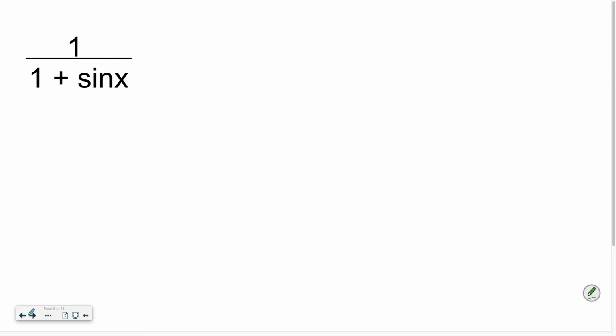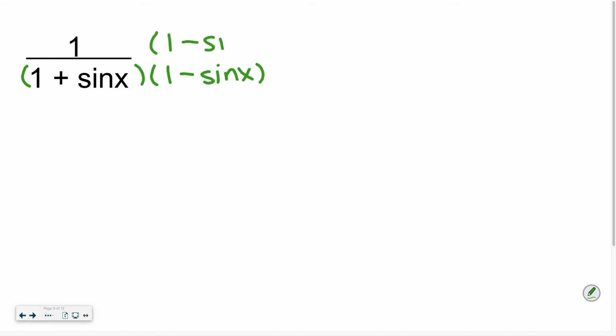So here we go. I don't really like that I have 1 plus sine of x in the denominator. Okay? And what we're going to do, we're going to use a strategy called multiplying by the conjugate. Okay? You've heard that word before, right? Conjugate. We've talked about that in here. What would the conjugate of 1 plus sine of x be? 1 minus sine of x. So let's go ahead and multiply by the conjugate.